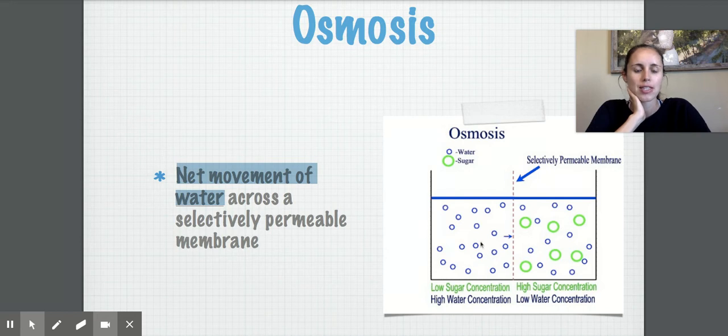Now, the sugar is not able to move, but the water is able to move. So the water is going to move across the membrane. It's going to dilute the sugar, and we're going to end up with a dynamic equilibrium where the concentration of water is going to be equal, and you're going to have a dilute amount of sugar.